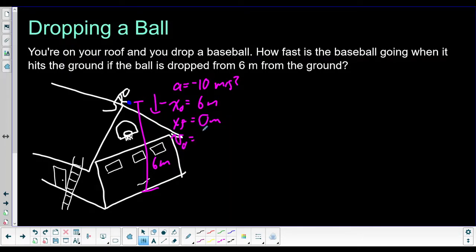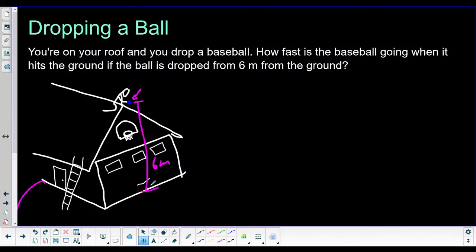V initial, because we're dropping the ball, is 0 meters per second. And then we could find the time somehow. We could find some velocities. It would be a mess, but we could do it, right? Let's use energy instead. In this system, we are going to conserve energy. So I am saying that the ball and the Earth are in the system, so that I'm allowed to use conservation of energy.